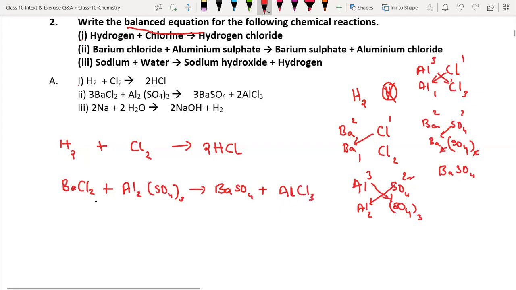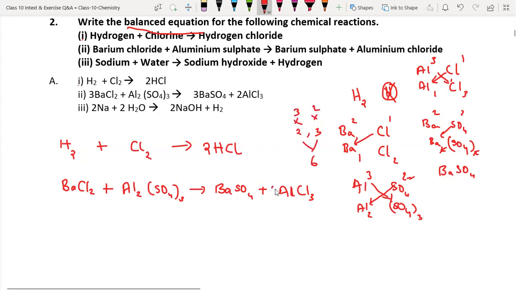Now this is not balanced because you see one barium on the reactant side, one barium on the product side, balanced. Chlorines, 2 is there, here 3 is there, not balanced. Aluminium 2, aluminium 1, not balanced. Now what you can do, first let us try to balance the chlorine. Chlorine is 2 here, chlorine is 3 here. Both are not in the same table, 2 and 3, but what would be the common number, 6 is common. 2 into 3 you can do, 3 into 2 you can do.